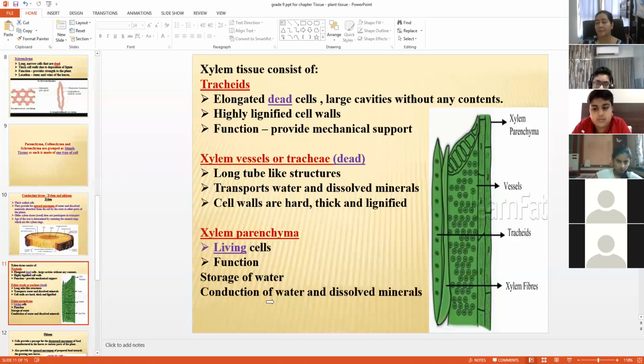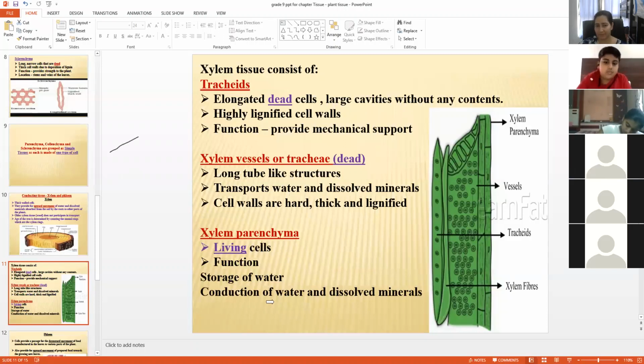So the xylem parenchyma have large vacuoles, for the storage of water. Yes. So students, out of these three, tracheids and vessels are dead and parenchyma is living.